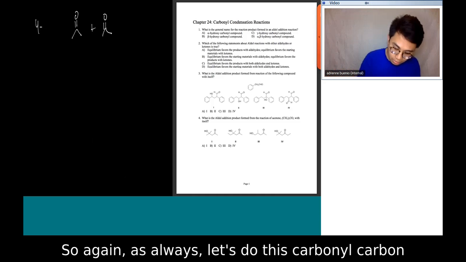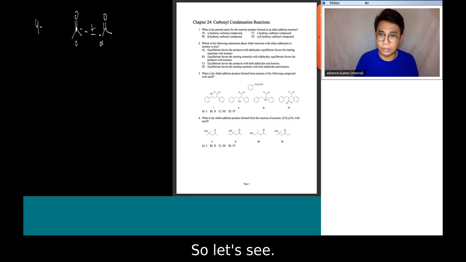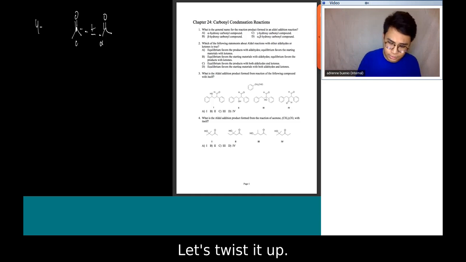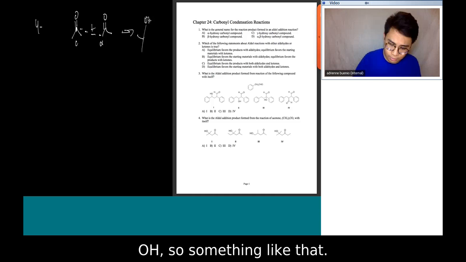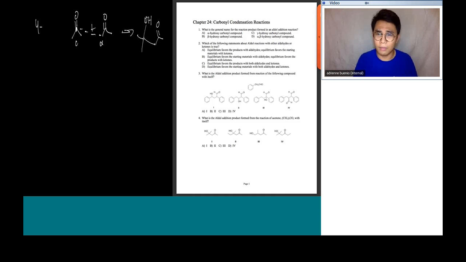So again, as always, let's do this carbonyl carbon with this alpha carbon, right? So let's see, and let's twist it up, and let's do this, right? OH, right? So something like that. Let's see, does any of that match what we have?